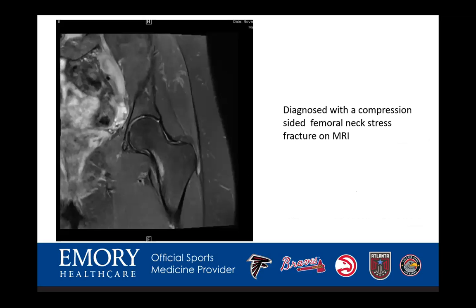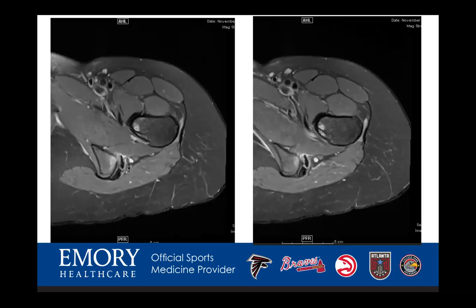So we got some imaging, and the pertinent findings are seen on this MRI. So she had a compression-sided femoral neck stress fracture. And then on the axials, you can see the involvement, and she actually has a little involvement of the ischial tuberosity as well.